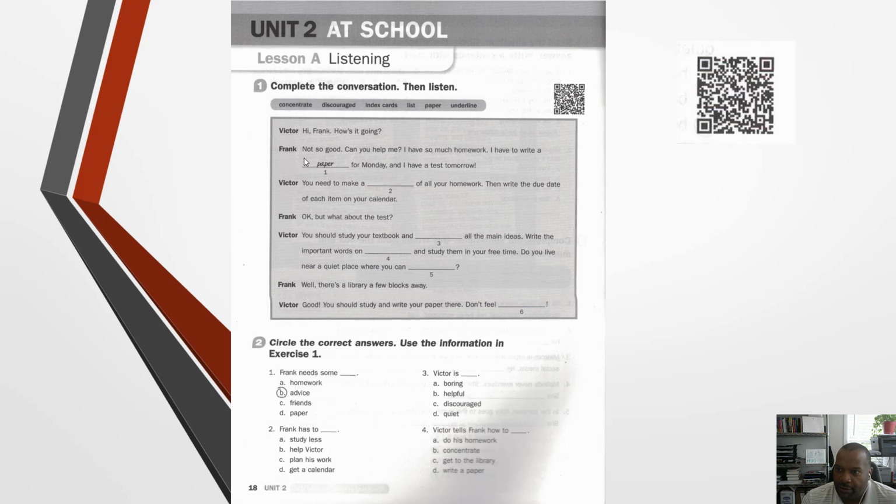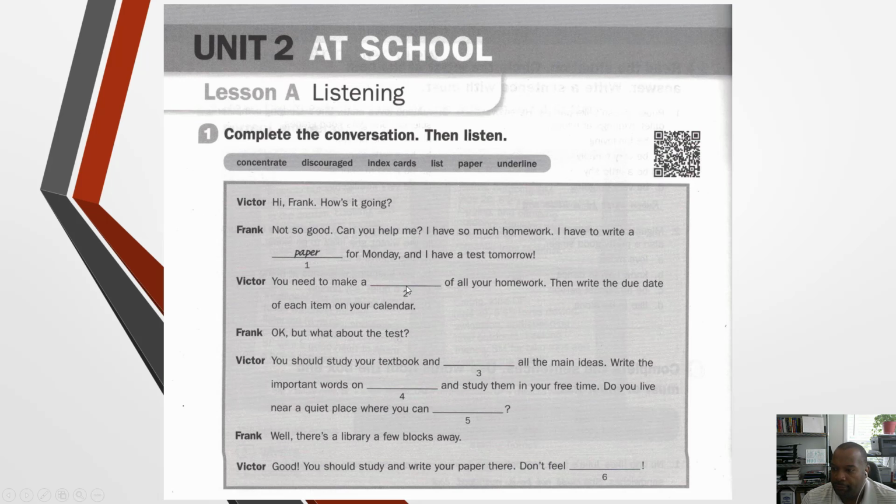Okay, so hopefully you've had some time to read the conversation and listen to it. So let's go over it together and let's see what we come up with. Hopefully yours will match mine. Hopefully mine will match yours. All right. So here's the conversation. We have two people talking, Victor and Frank. Right? So Victor is the first person talking.